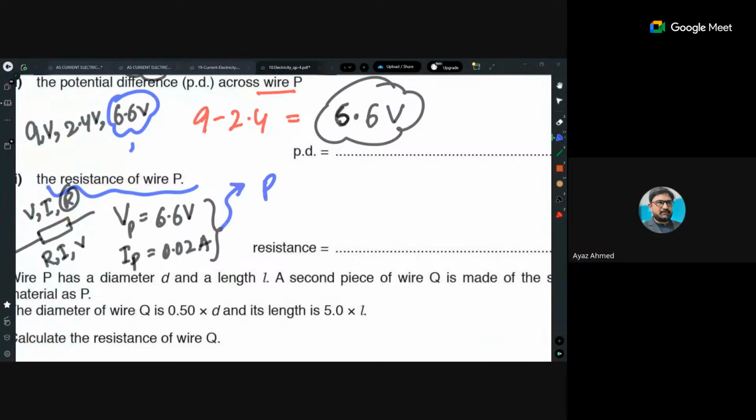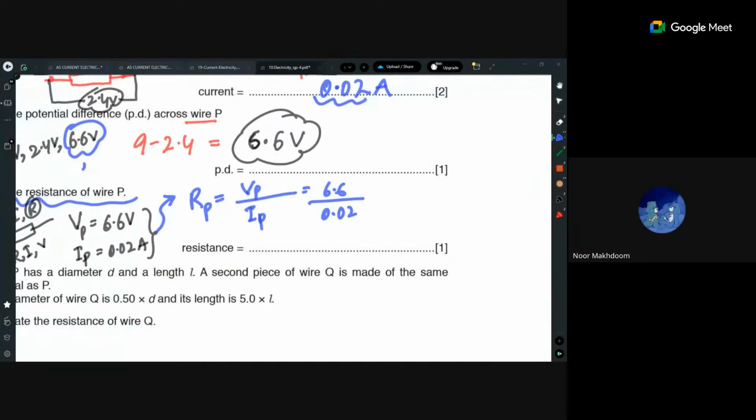So isn't it very easy now that resistance of P is equal to voltage across P divided by current across P. So you have 6.6 divided by 0.02. So what answer should I get? 330 ohms. Yes, at least two people should get 330. 330 ohm. Is it all clear to everyone? Yes.